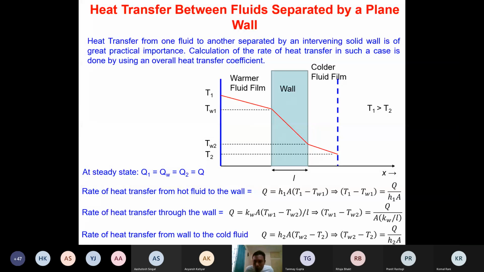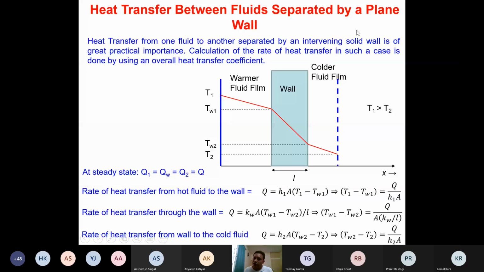Okay. So now, remember, we have looked at conduction earlier. Now we have started looking at convection. So now, can we combine both of these? And in most practical situations, the combination of convection plus conduction is there, isn't it? So can we look at both these things together? That is what is being explained in this particular slide. So heat transfer between fluids separated by a plane wall. This is a commonly occurring situation, isn't it?